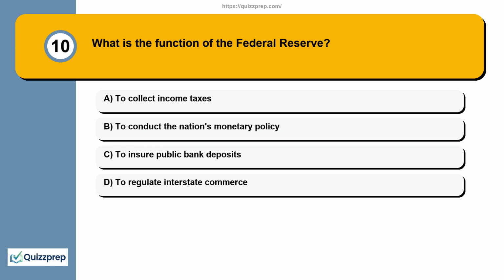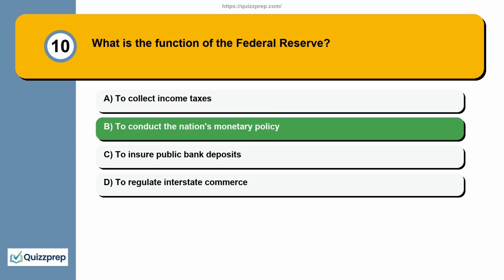Question 10. What is the function of the Federal Reserve? Here are your options. Option A. To collect income taxes. Option B. To conduct the nation's monetary policy. Option C. To ensure public bank deposits. Option D. To regulate interstate commerce. The correct answer is option B. To conduct the nation's monetary policy.